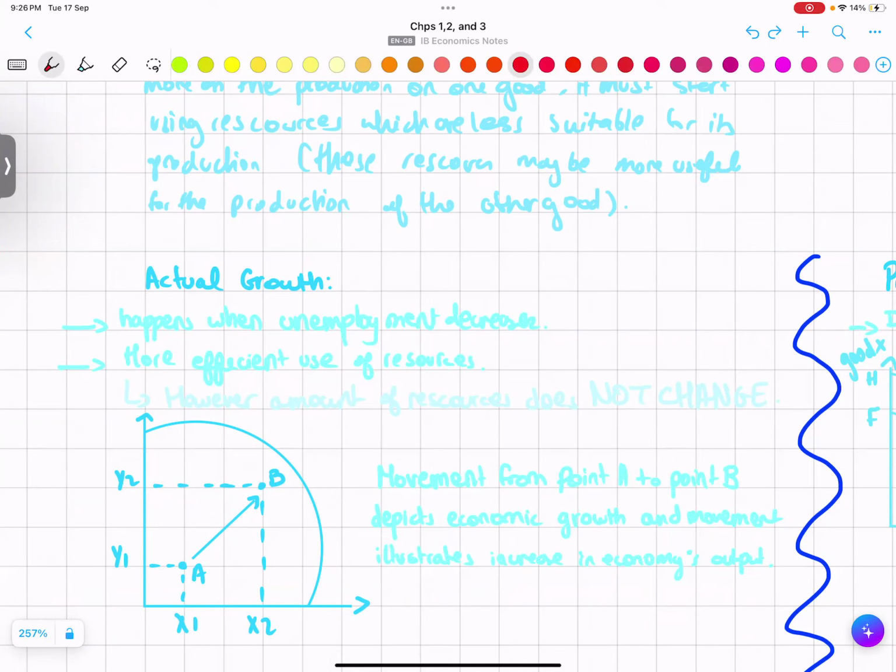More efficient use of resources. So here you have efficiency. Efficiency is very important, okay? Efficiency is a key term in IB economics. You always have to use it. However, the amount of resources does not change.